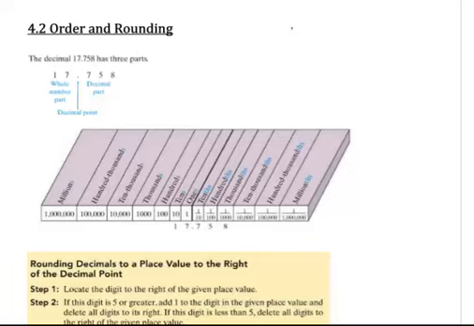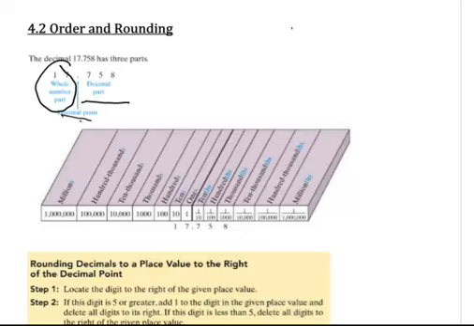So if you notice the problem that I have here, it says the decimal 17.758 has three parts. We have what we call the whole number part, which is the number that is to the left of the decimal, and then we have the decimal part, which is the number to the right of the decimal, and then obviously the decimal point is the third part.